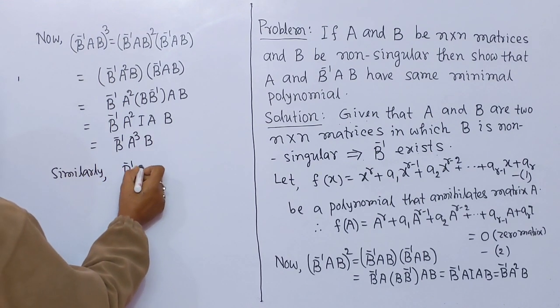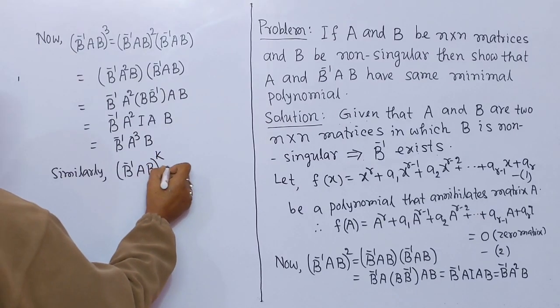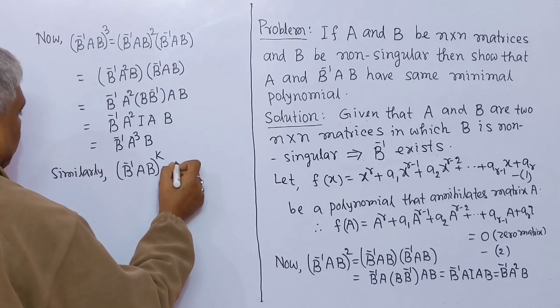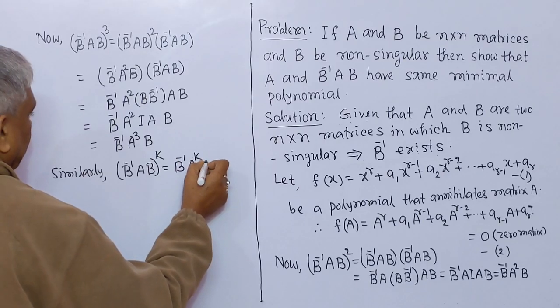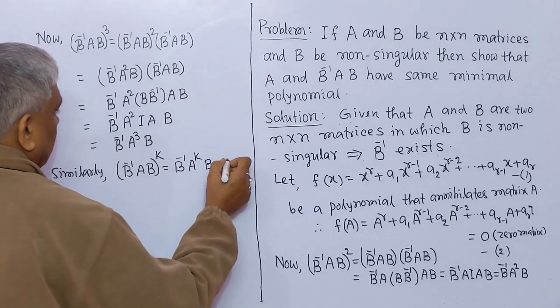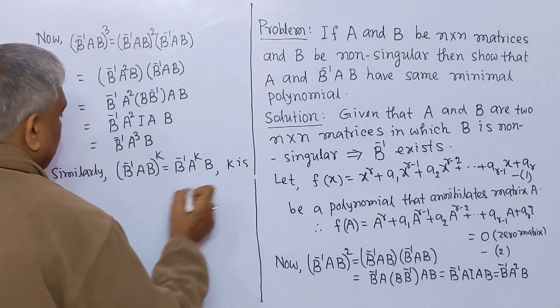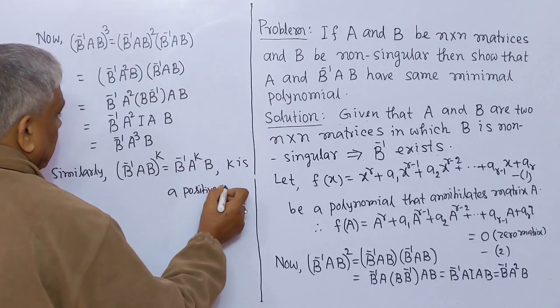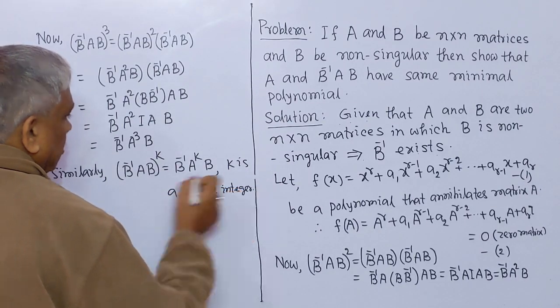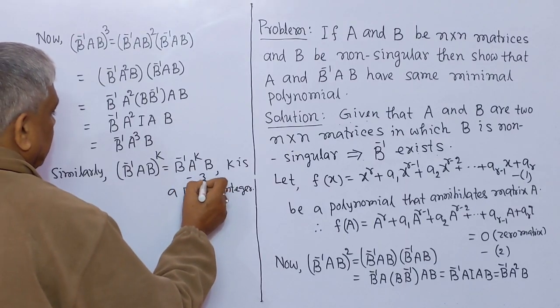Similarly, (B inverse AB) whole to the power k equal to B inverse A to the power k B, k is a positive integer. This is number 3.